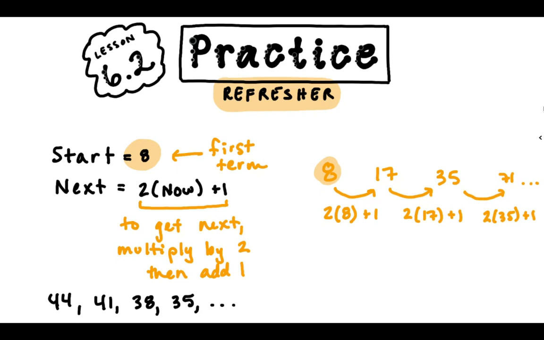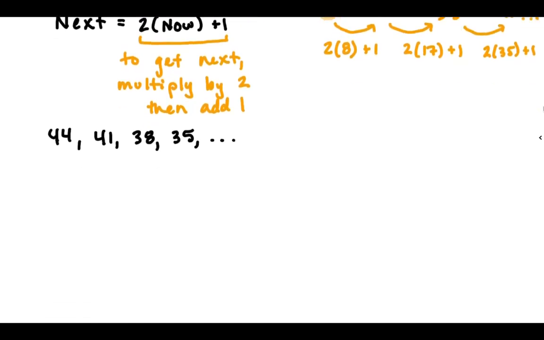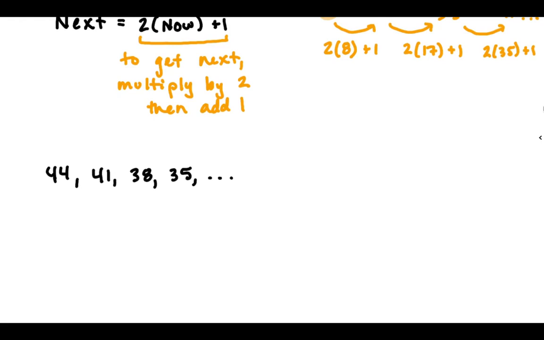Okay. Now let's practice starting with a sequence, having a sequence, and then writing the rule or the formula for it. So we know that we always start our recursive formulas with the first term. So that's the first part of our recursive formula. We say start is 44. Then we need our rule for the next term.